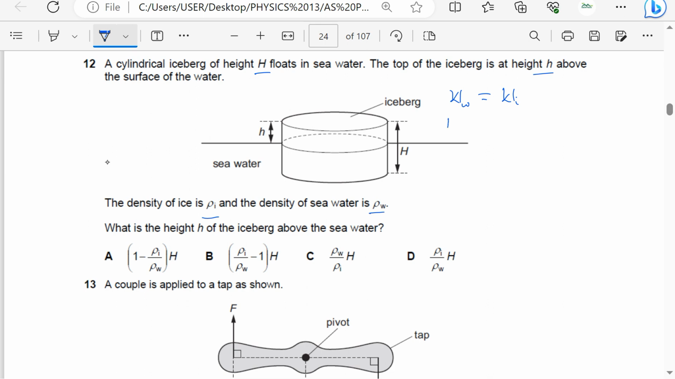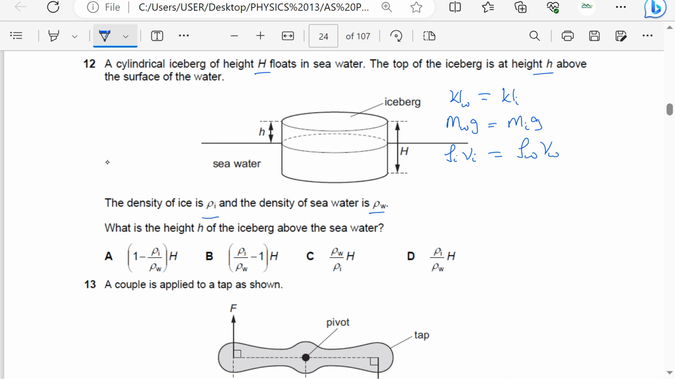So the weight of water is going to be mass of the water times g. This should be equal to the weight of the iceberg submerged, which is mass of the iceberg times g. So we remain with only the mass. The mass is density times volume. So the density of the iceberg times the volume of the iceberg should be the same as the density of water multiplied by the volume of water.